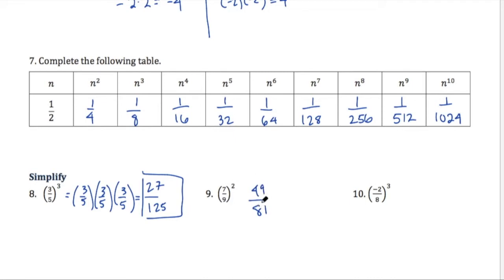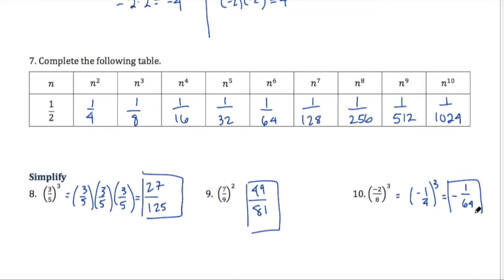Now if we look at number 10, we see negative 2 over 8. We can simplify that first. That's negative 1/4 to the 3rd power. So we have an odd exponent here, so our answer is going to be negative. A negative times a negative times a negative is a negative. Numerator is 1 times 1 times 1. Denominator is 4 times 4 times 4, which is 64. So our answer is negative 1/64.